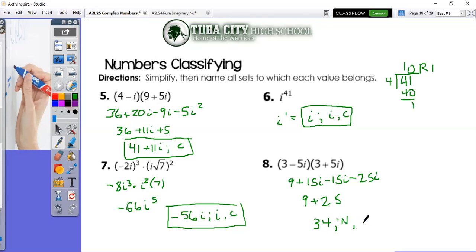So it's natural, it is whole, it is rational, which is Q, it is an integer, and it is a real number. And for this purpose, it is also a complex number.